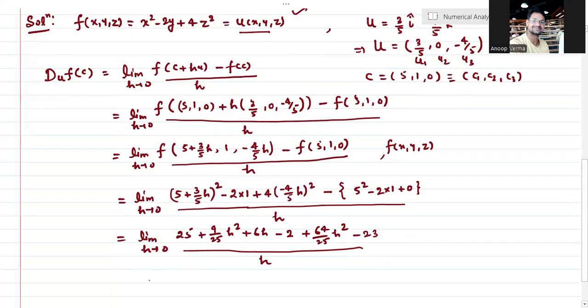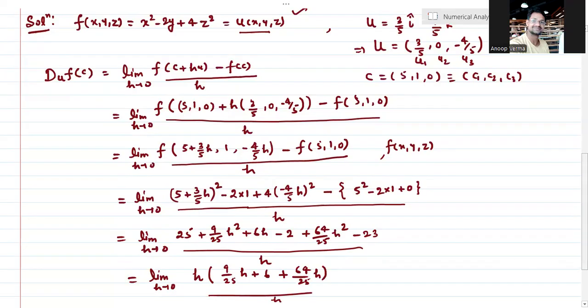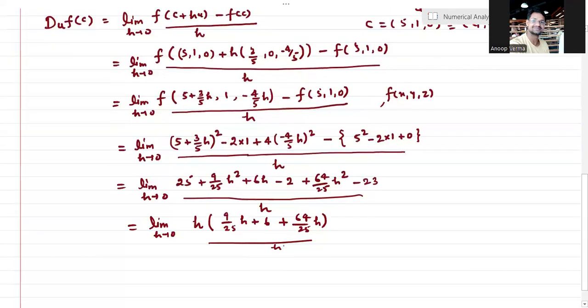So next we can just simply, this is limit h tending to 0. So 25 minus 2 minus 23 will have 0. So we will just take h outside. It remains 9 upon 25 of h plus 6. And this is plus 64 upon 25 of h and divided by h. Okay. So from here, you just have h and h cancelled. We will have 0 plus 6 plus 0 means 6.